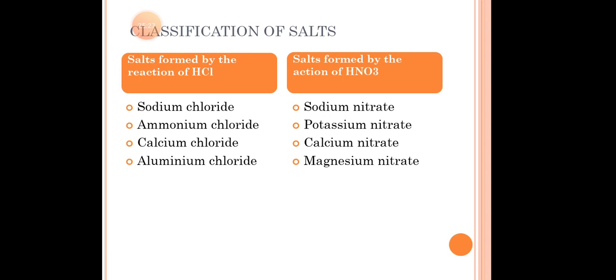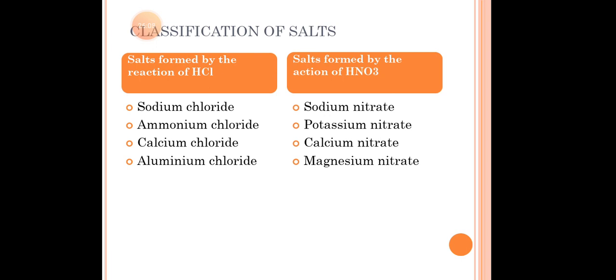Now sodium chloride, ammonium chloride, calcium chloride, aluminum chloride, magnesium chloride, copper chloride, these are formed when a base reacts with hydrochloric acid. If it is sodium hydroxide and hydrochloric acid, you get sodium chloride. Suppose the reaction takes place between a base and nitric acid, you get nitrates. Sodium nitrate, potassium nitrate, ammonium nitrate, calcium nitrate, magnesium nitrate. This is the list I have given you in the classwork.